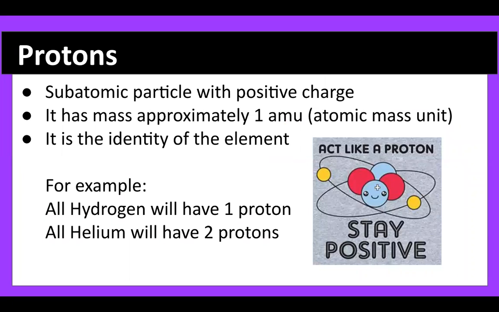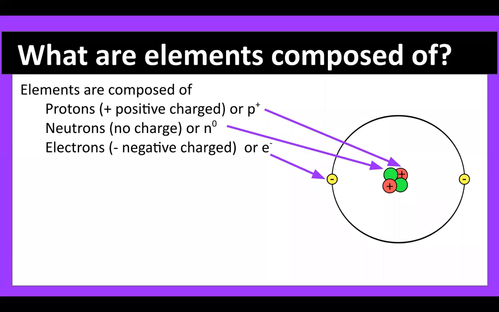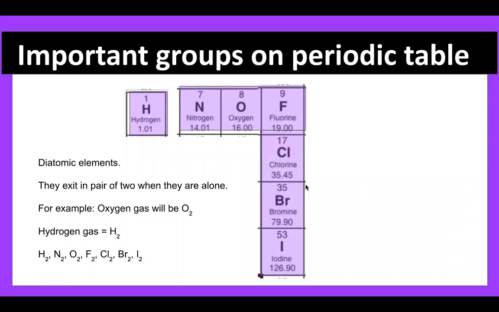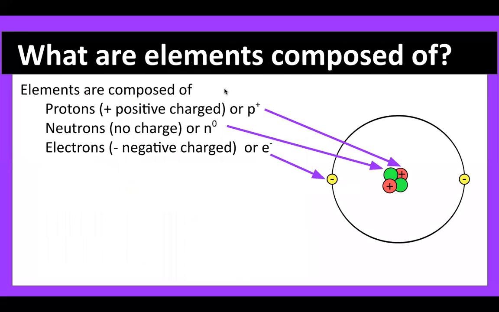So what does that mean? That means all hydrogen, for example, will have 1 proton, or helium will have 2 protons, and so forth. So if you're looking at this, for example, here, we know that all the nitrogen in the world will have 7 protons, all the oxygen in the world will have 8 protons, and so forth, right?